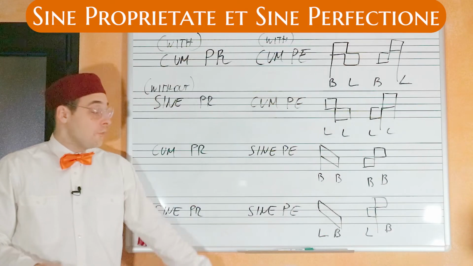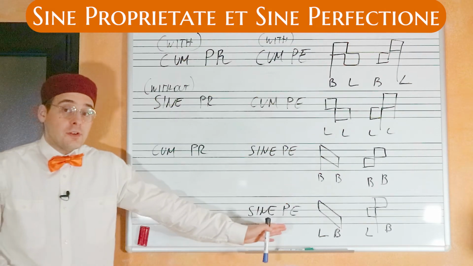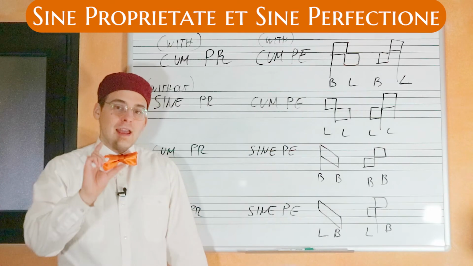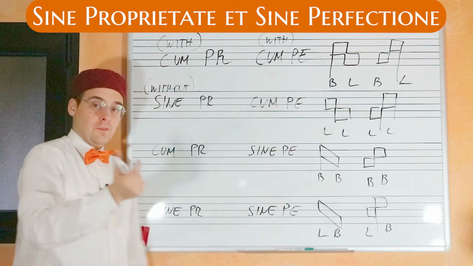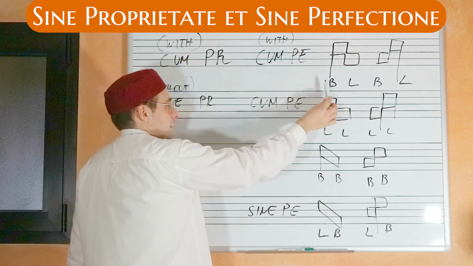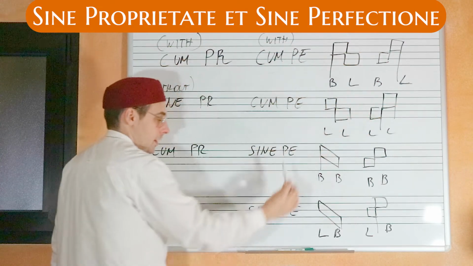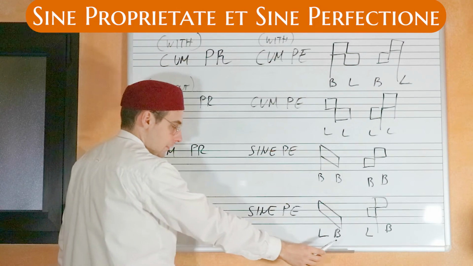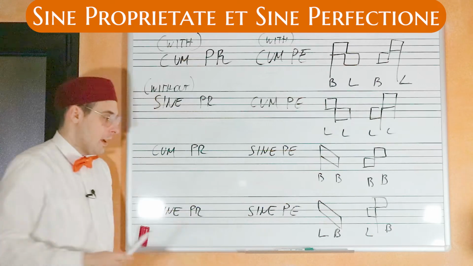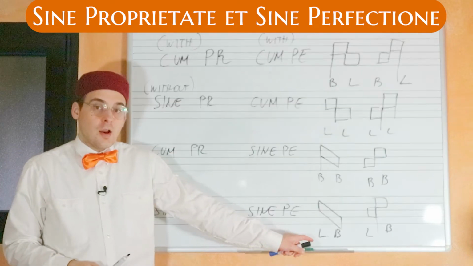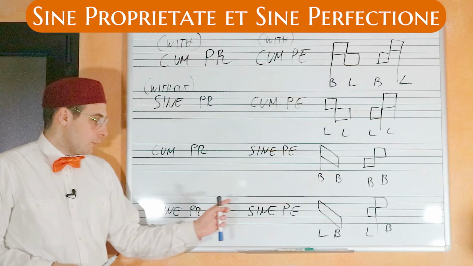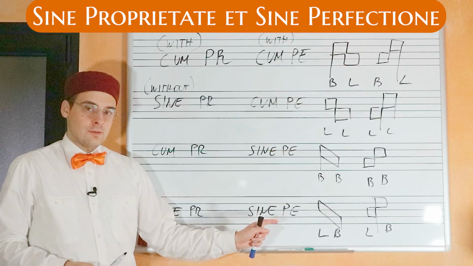As you can see in the following two examples, the first note is longa and the second note is brevis. So I have the opposite case, the inversion of the cum propietate et sine perfectione. That is brevis plus longa. In this case I have longa plus brevis. So without propietas and without perfection, I have this case, longa plus brevis.